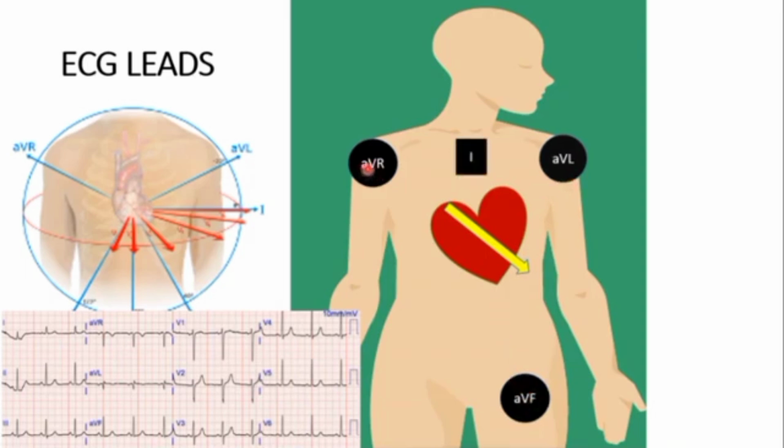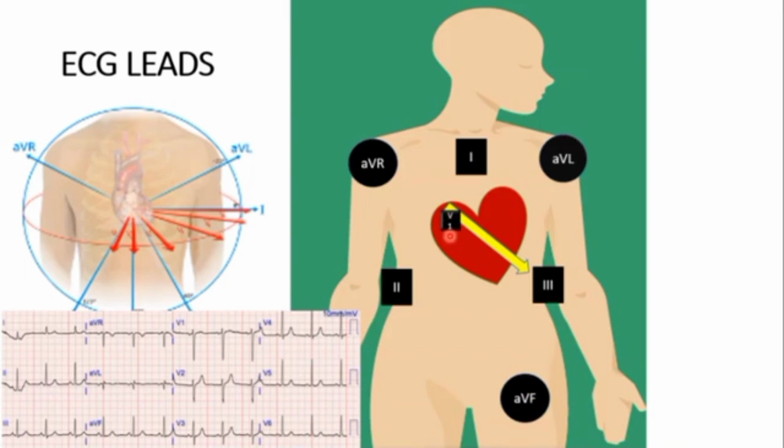Then in between AVR and AVL there is lead 1. This lead is not placed. It's just the potential difference of these two leads. Lead 2 is the potential difference of AVR and AVF. Lead 3 is the potential difference of AVL and AVF.